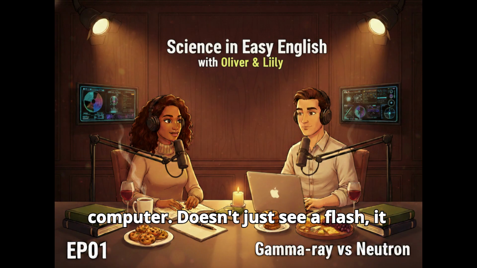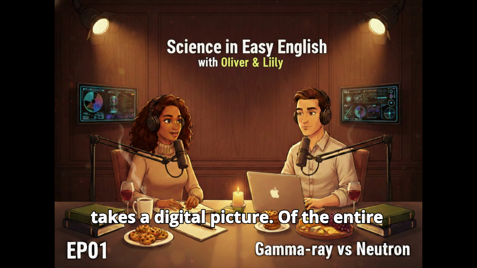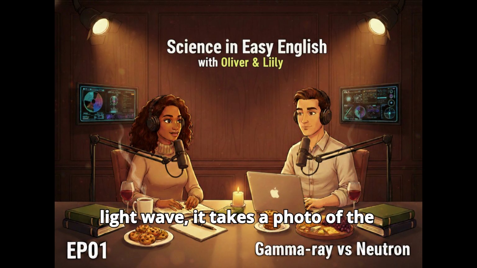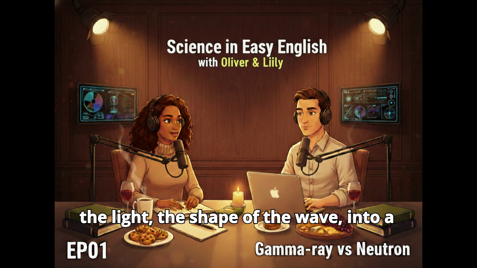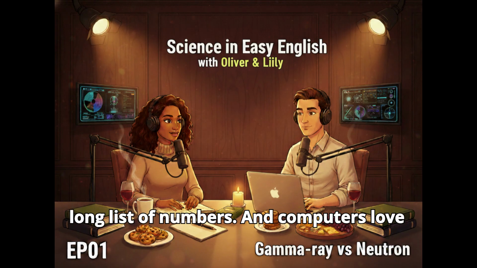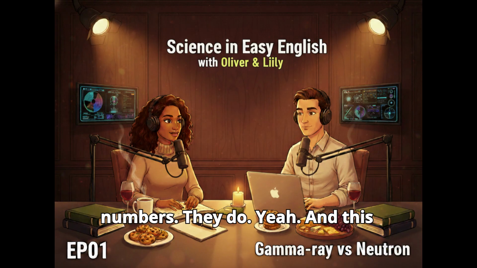It doesn't just see a flash, it takes a digital picture of the entire light wave. It takes a photo of the flash. A very detailed one. It turns the light, the shape of the wave, into a long list of numbers. And computers love numbers. They do. Yeah. And this digitizer is ridiculously fast.